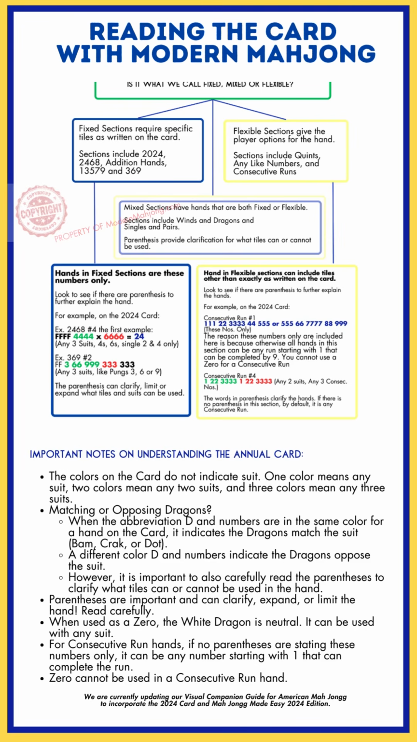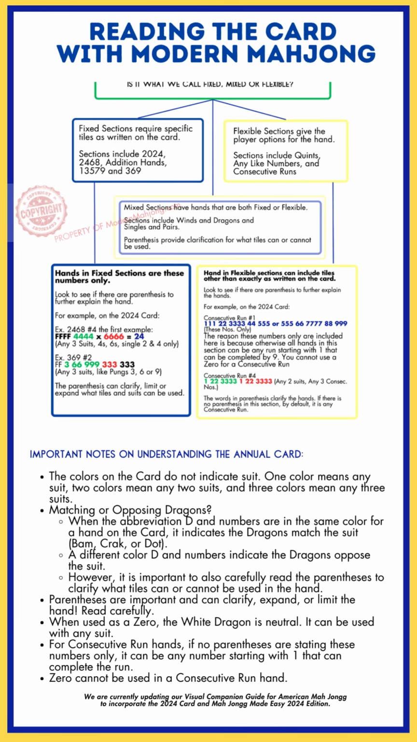Important other notes on this card. The colors on the card don't indicate suit. Green doesn't mean bam, red doesn't mean crack, blue doesn't mean dot. One color means any suit. 2 colors, 2 suits, 3 colors, 3 suits. You also have to ask yourself, do the dragons match or oppose? This is clearly seen in the consecutive run section. There's a 1, 2, 3, 4 consecutive run hand that has opposing dragons and another one that has matching dragons.